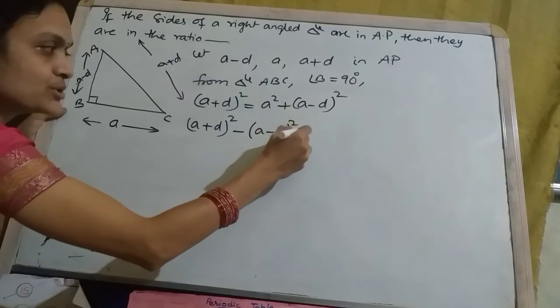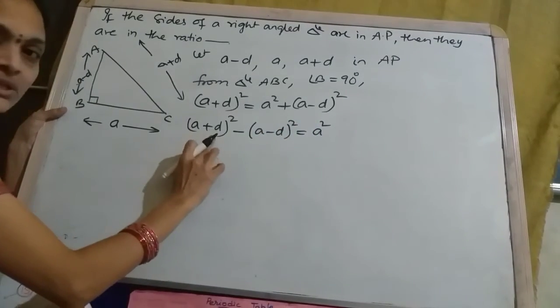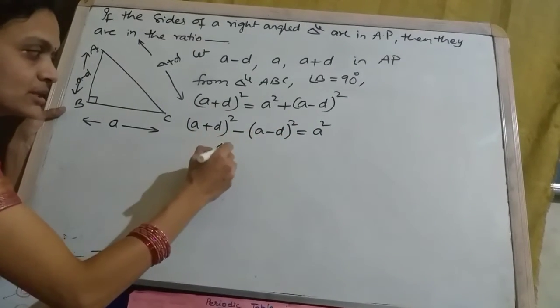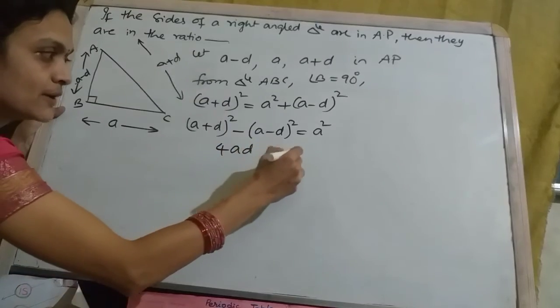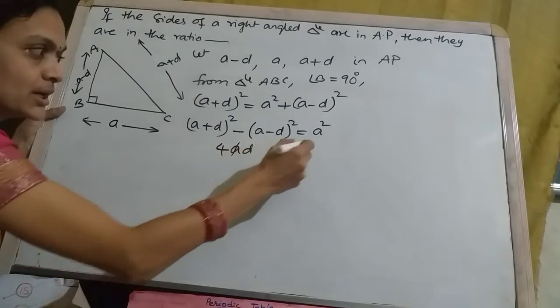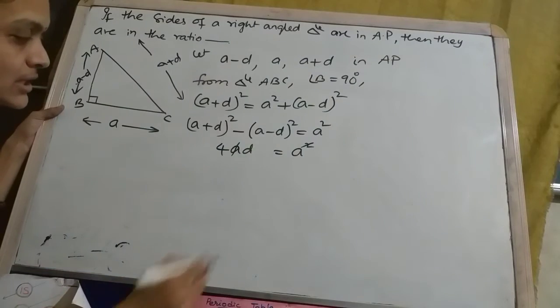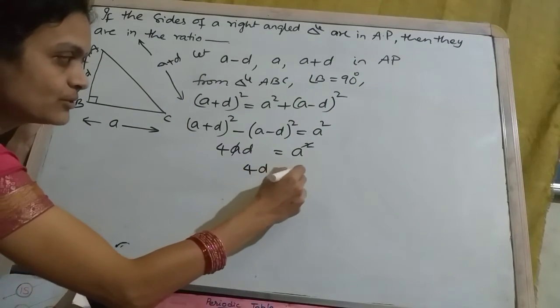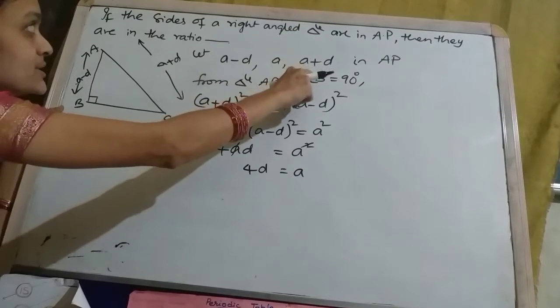Minus (a minus d) whole square, that is a square. You know (a plus d) whole square minus (a minus d) whole square is nothing but 4ad equal to a square. Here on the left a and on the right a get cancelled, then you get 4d equal to a. Here, what is the ratio of these sides?